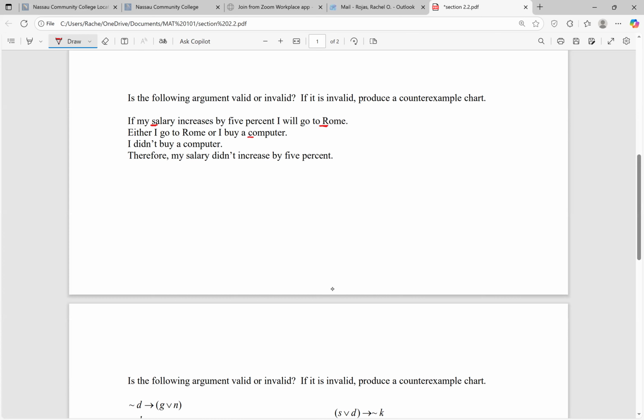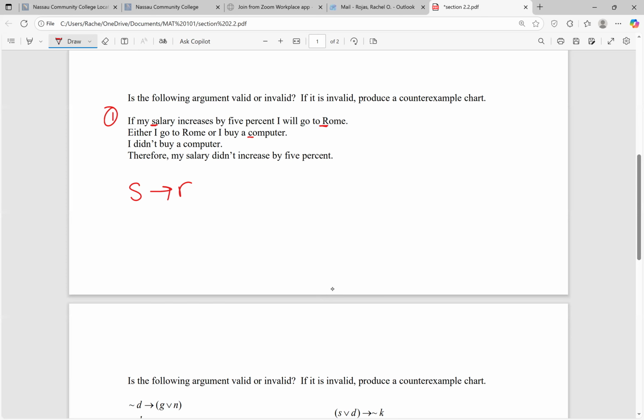Next, we have I didn't buy a computer, so that would just be not C. I don't need another variable. Therefore, my salary didn't increase by 5%, and we already have S for that. So we just have three different simple statements here: S, R, and C. Now let's represent this using letters. If my salary increases by 5%, so if S, then I will go to Rome, so then R. That's my first premise.